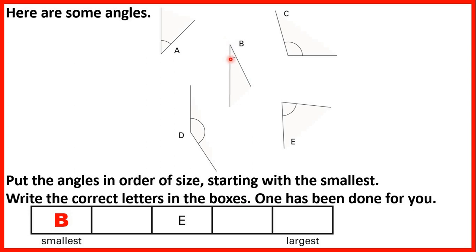And we can see that with angle B, there is very little space in between the two lines. Then we have angle A, because there's slightly more space between the lines than there was for angle B. Angle E is next smallest. Then we have angle C, because we have more space between our two lines. And then our largest angle is angle D, because for this angle we have a large amount of space between the two lines, so D is our largest angle.